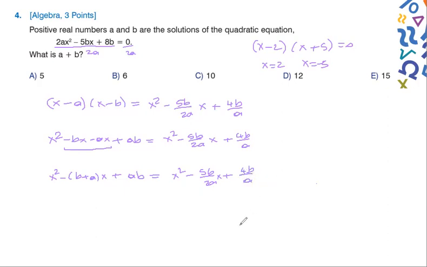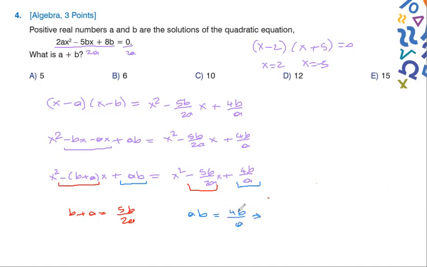Now, as soon as we have this, we know this is a polynomial. This is also a polynomial. So the terms of equal degree should have the same coefficient. x squared has a coefficient of 1, x squared has a coefficient of 1. They have to be the same, and the coefficient of the x term, which is this number, has to be the same as this number. Since both are negative, we can just say b plus a equals 5b over 2a. Similarly, the constant term ab and this guy should be the same as well. So ab has to be 4b over a.